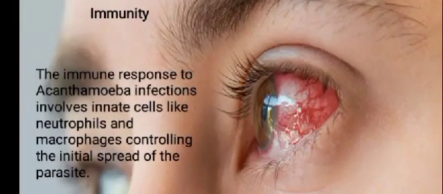Immunity: the immune response to Acanthamoeba infections involves innate cells like neutrophils and macrophages, controlling the initial spread of the parasite. Adaptive immunity generates specific responses including antibodies and T cells to neutralize the parasite. Despite this, Acanthamoeba can evade immune detection and establish chronic infection in some cases.